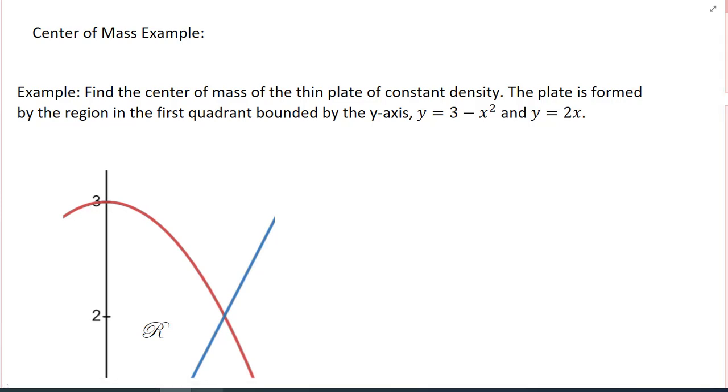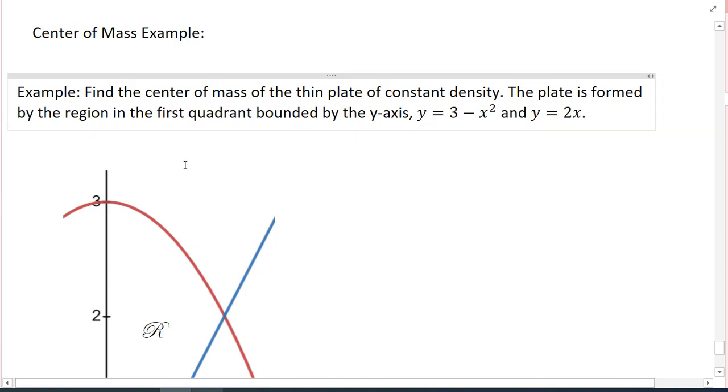Hey there, in this video we're going to continue our discussion of center of mass from section 8.3. So we're going to do another example to follow along with what we did in class. Here we want to find the center of mass of the thin plate of constant density. The plate is formed by the region in the first quadrant bounded by these functions.